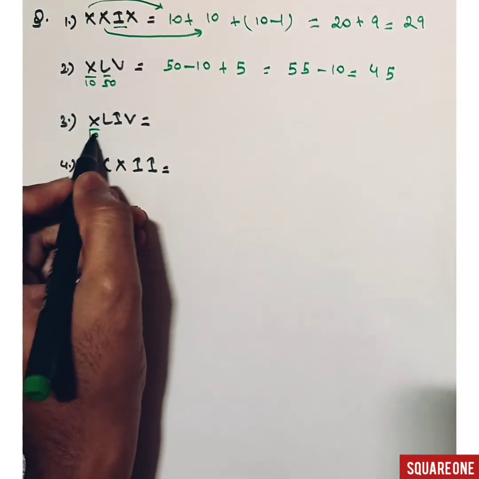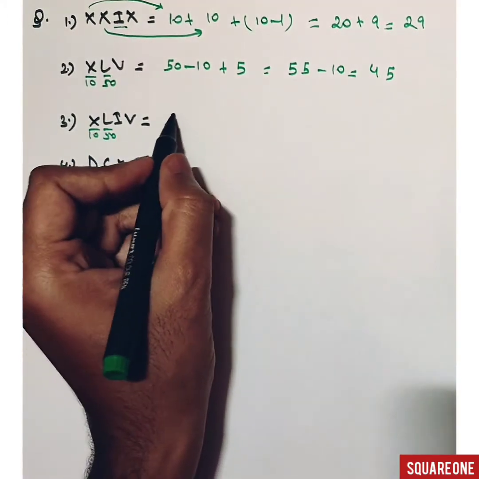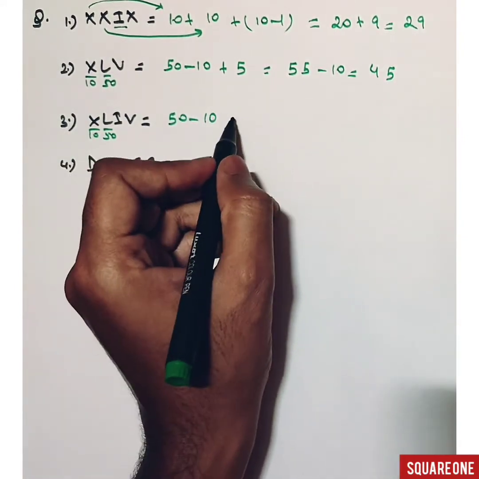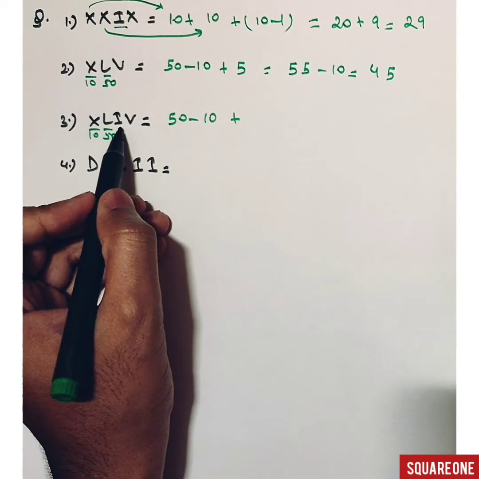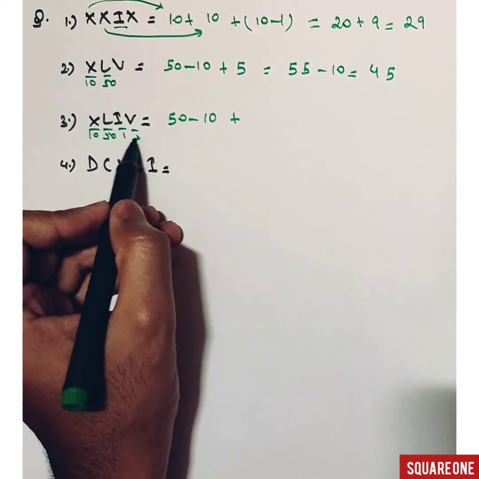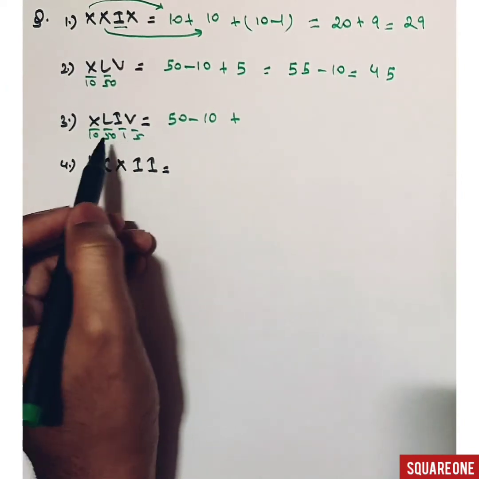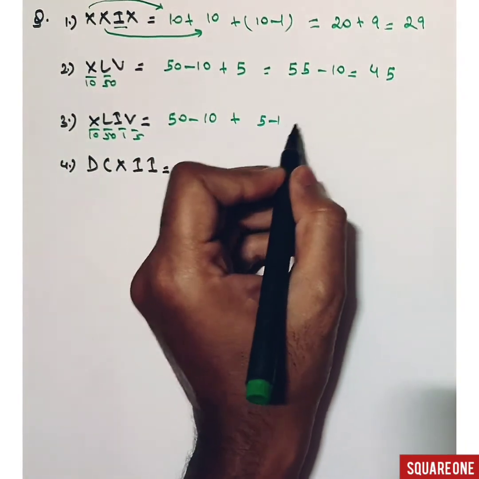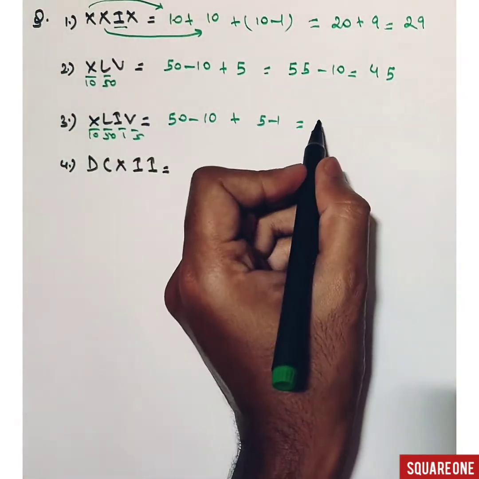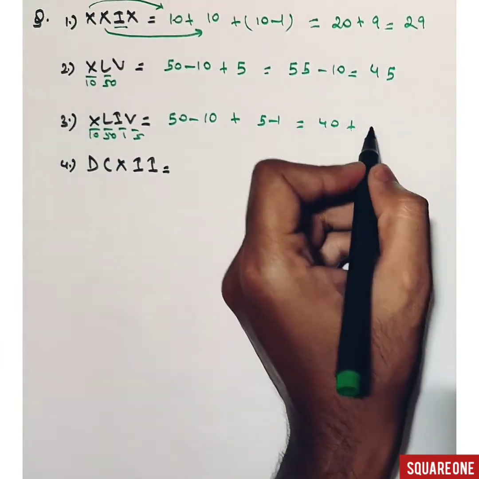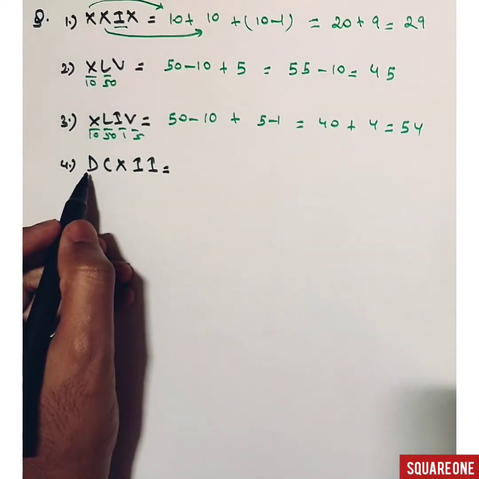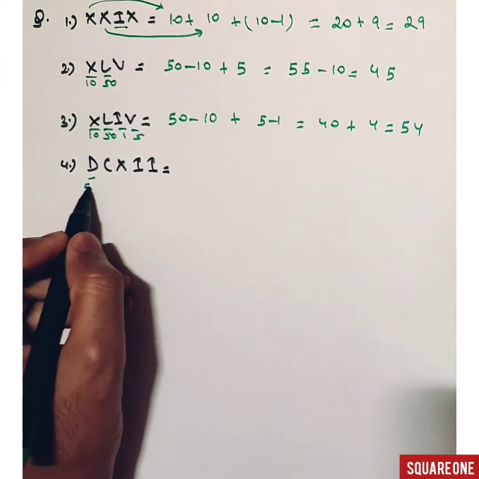Here we have 10. Here we have 50 again. Smaller value on the left is subtracted. Then use the plus sign. This is 1. This is 5. Smaller value in between two large values is subtracted from the right side value. So it becomes 5 minus 1. 50 minus 10 is 40. 5 minus 1 is 4. This becomes 44.